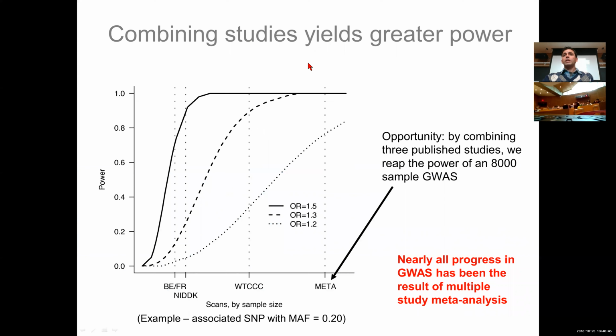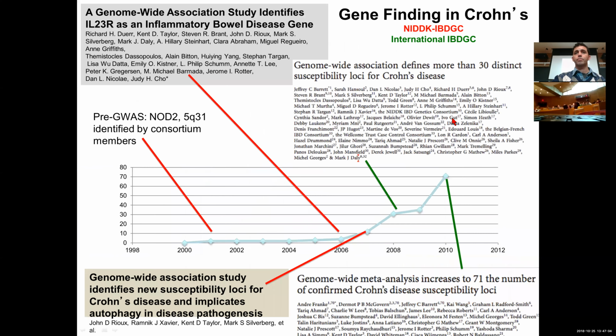So again, combining studies yields much greater power. When you have a discovery cohort and a replication cohort, you can combine them together to carry out a meta-analysis and then achieve much greater power. A lot of the progress in GWAS has been the result of multiple meta-analyses.